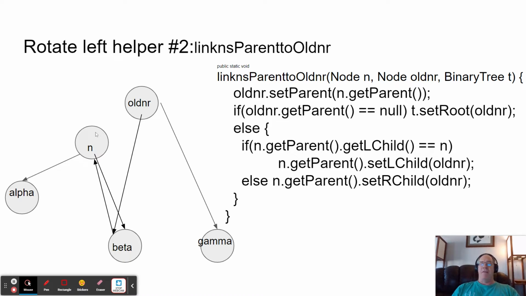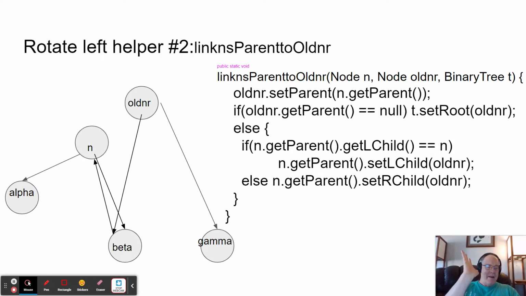There are three possibilities. N's parent is the root, or n is the left child of that parent, or n is the right child of n's parent. And that's what this code explores. It goes through and addresses those three possibilities. First of all, it's a public static void method, but I put that in very small font because it's not important to our discussion now.